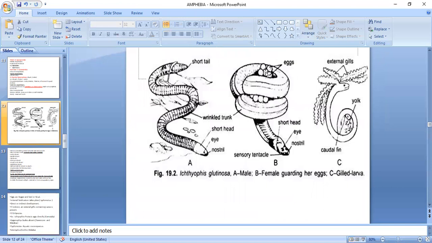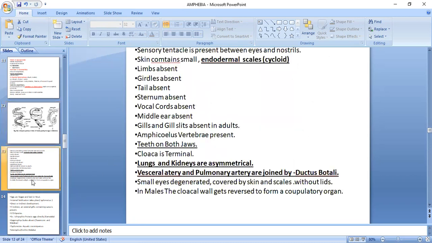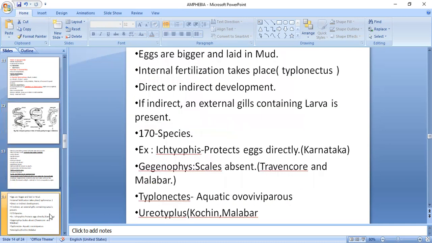Okay, so if you observe here, if you compare the eggs with the body size, the eggs are big. మామూలుగా చూస్తే మనం చిన్న అయినప్పటికీ యానిమల్ సైజ్ తో పోలిస్తే దే ఆర్ బిగ్గర్. And here, if at all larva is present, this external gills containing larva with a caudal fin is present in these animals, right?